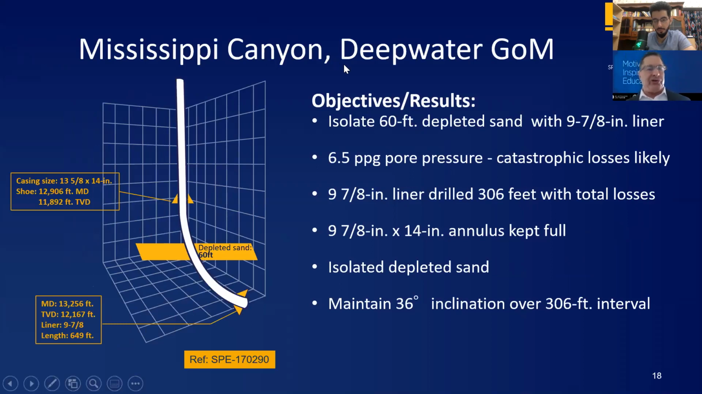This next case, Deepwater, Gulf of Mexico. So liner drilling has been used in land applications, shallow water, and deep water. This was about 6,000 foot of water out in Mississippi Canyon, Gulf of Mexico, offshore Louisiana. The operator had 13 5/8 by 14 inch casing set at 12,900 foot measured depth. The problem was they had this high permeability depleted sand below this casing. And they knew with conventional methods, they would lose all kinds of fluid and probably stick the pipe.